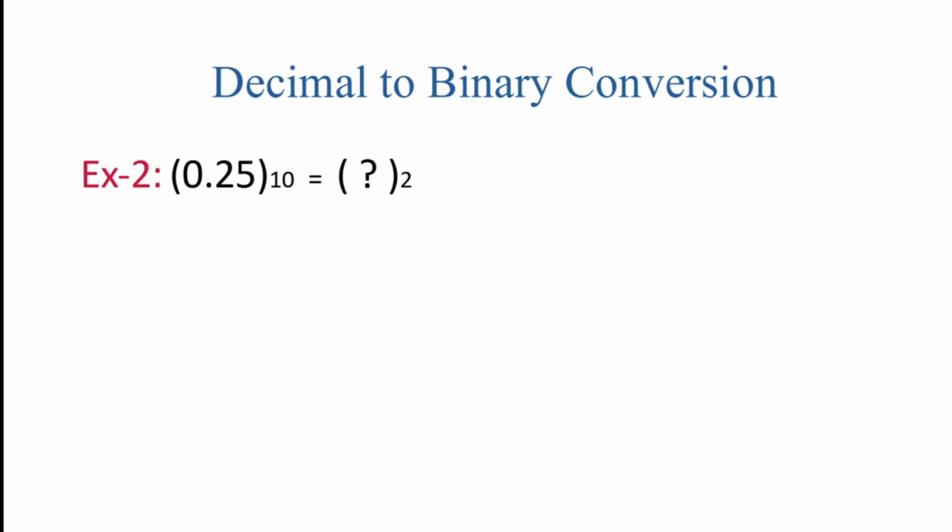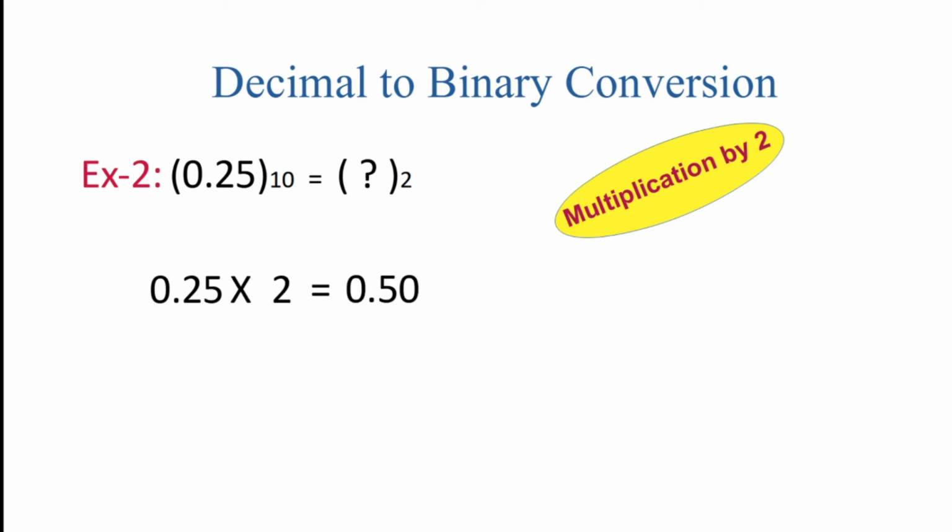Let us take another example of fractional number 0.25. What will be its binary equivalent? Since it is a fractional number, then the repeated multiplication by 2 is to be followed. We have to multiply the 0.25 by 2, we will get 0.50. We have to take away the 0 which is appearing before the decimal point, and this 0 will be the MSB or the most significant bit for this.